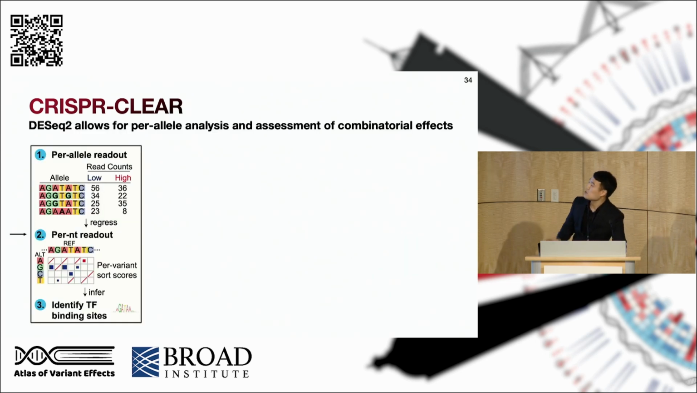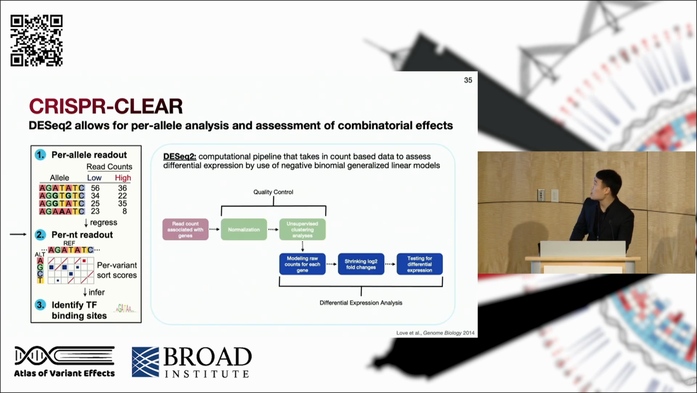With this sort of data, the first thing we can do is take these per allele scores and feed them into a pipeline like DESeq2 to get per allele enrichment scores across our populations. DESeq2 is a computational pipeline typically used in RNA-seq studies to calculate differential expression of genes. It's also been used in CRISPR-based studies and is generally well-suited to analysis of count-based data, so we thought it was a good first approach for this type of analysis.